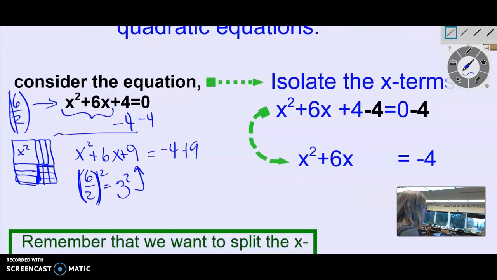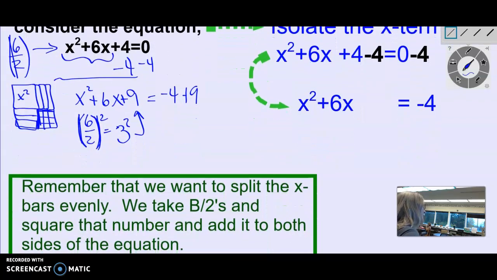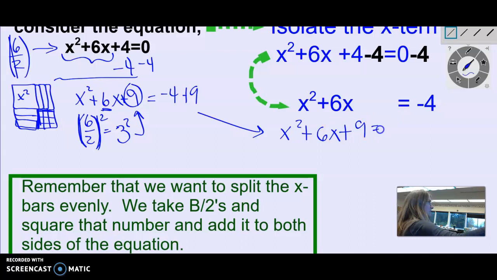So we take that number that's in front of the x, which we call b, we divide it by 2 and then we square it, and that's what we put right here. And so now I have x squared plus 6x plus 9 equals -4 plus 9, which is 5.